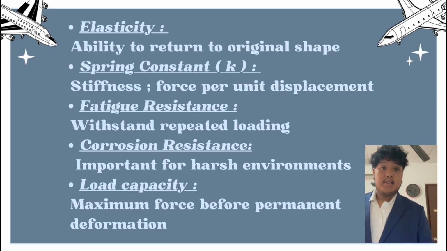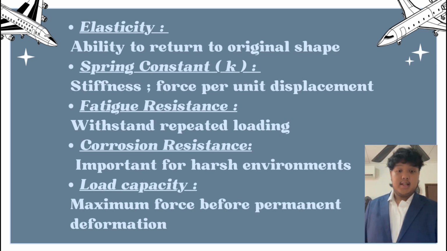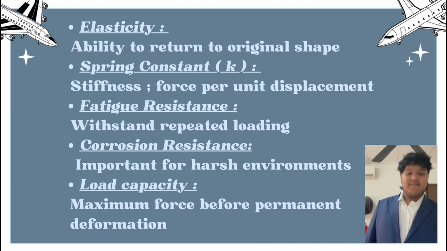Today I would like to present to you about the characteristics of springs. The first one is elasticity. Elasticity is the ability of a spring to return to its original shape. The second one is spring constant. The symbol is K. Stiffness, force per unit of displacement.